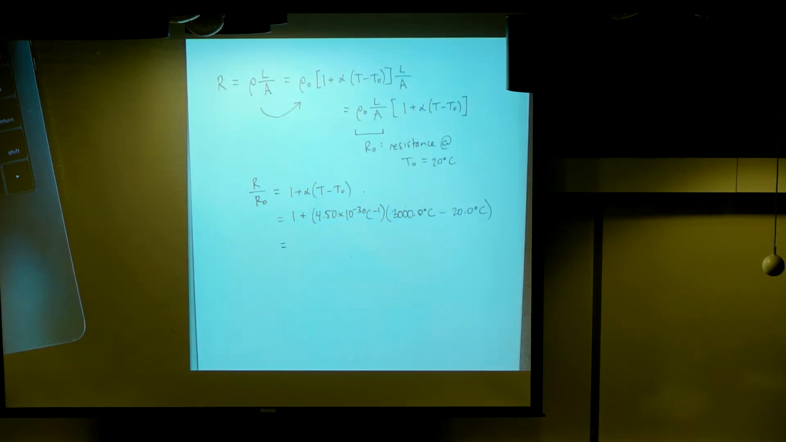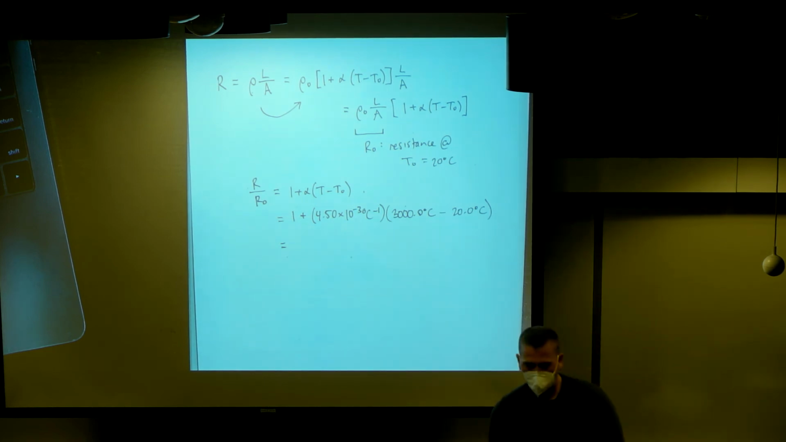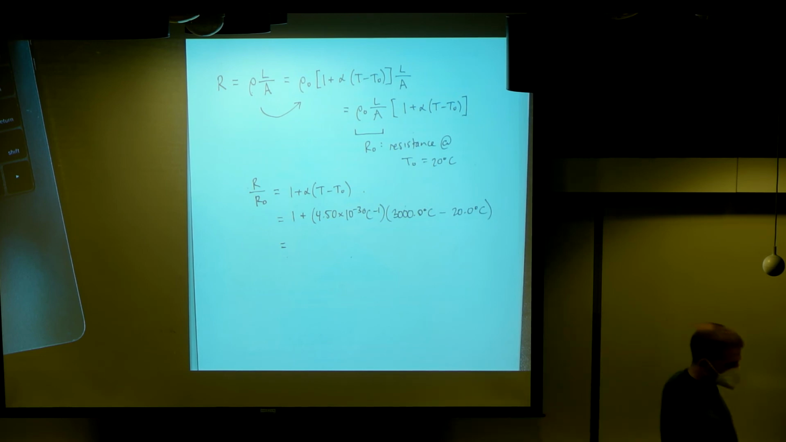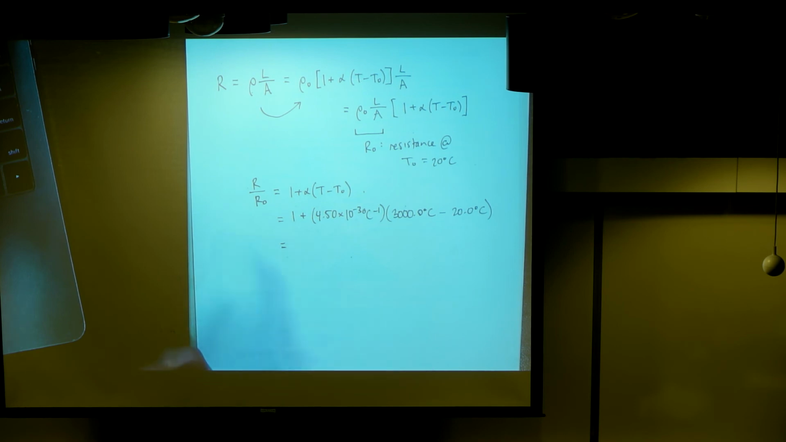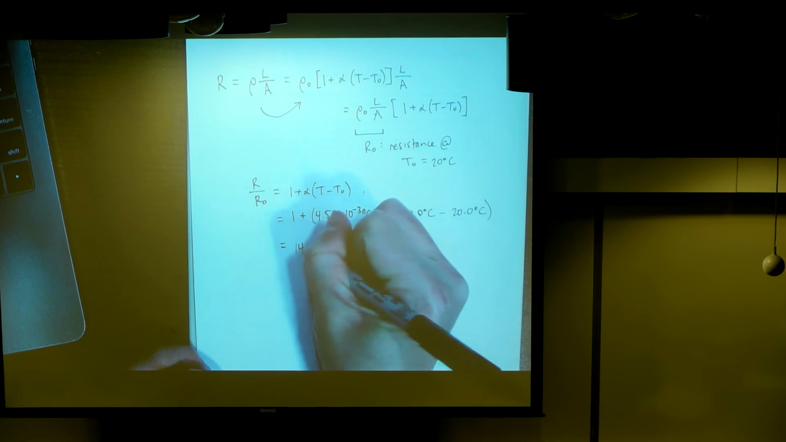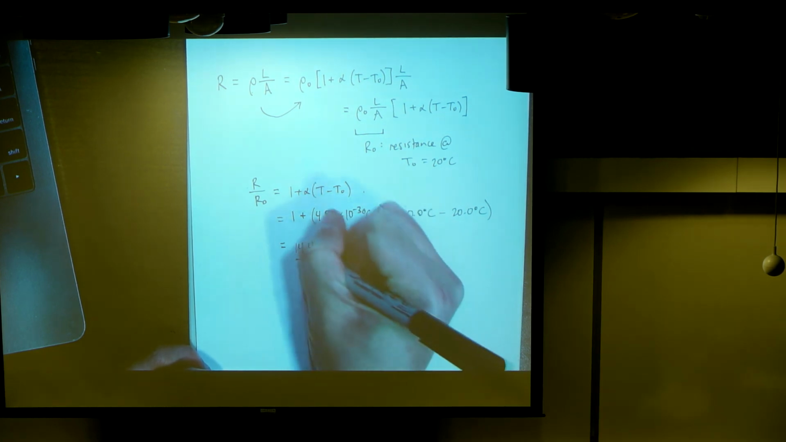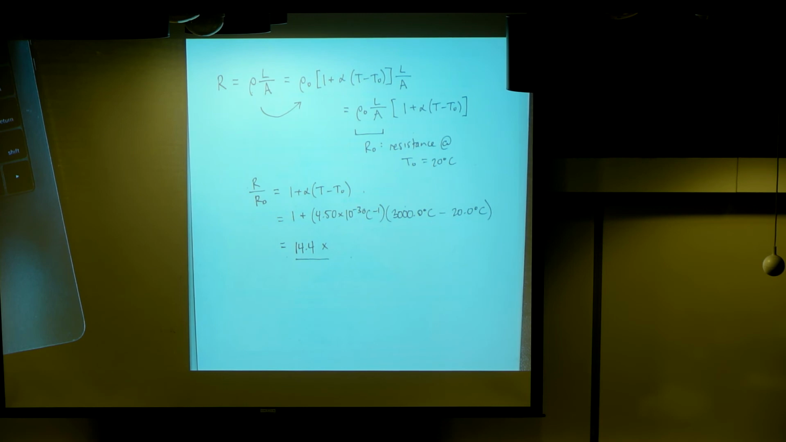Can someone crunch those numbers real quick and tell me what it comes out to? Can you say it again? 14.4. Yeah, that's right. So the resistance will increase by a factor of over 14 when you heat it up in this way. Okay? Any questions on this? Okay, so we'll keep going.